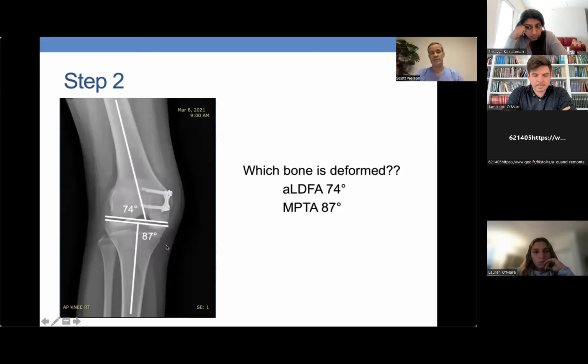Sometimes it seems obvious, sometimes it's not so obvious, and sometimes you can have an obvious deformity in one bone and a more minor deformity in the other bone and not realize it until you measure these angles. And so it's really important to always measure these angles. Again, this is normal, and this here should be 81 degrees, and it's 74 degrees.